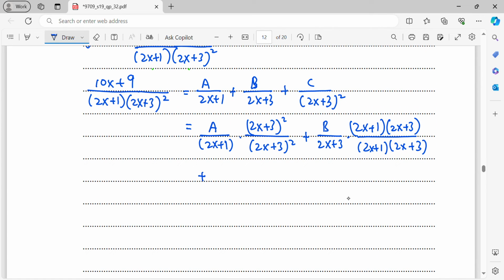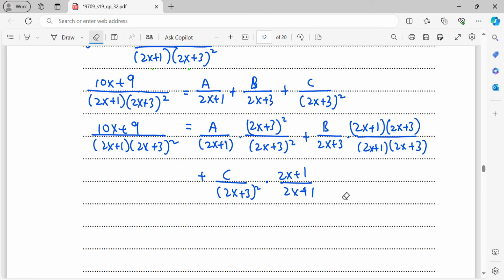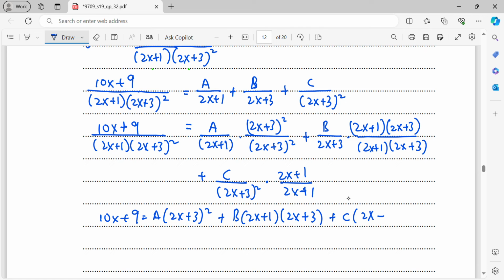Okay, same goes to the last term, C over 2x plus 3 squared. So now we need to times with 2x plus 1. So which means now for both sides, I'm getting the same denominator. So once you are getting the same denominator, basically you can just compare the numerators. Therefore, 10x plus 9 equals to A times 2x plus 3 squared plus B times 2x plus 1, 2x plus 3, plus C times 2x plus 1.